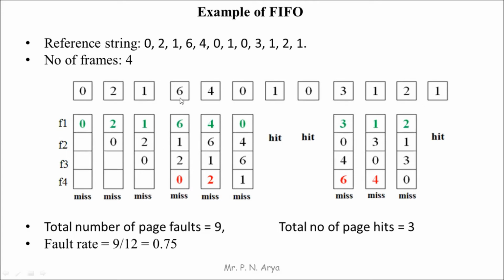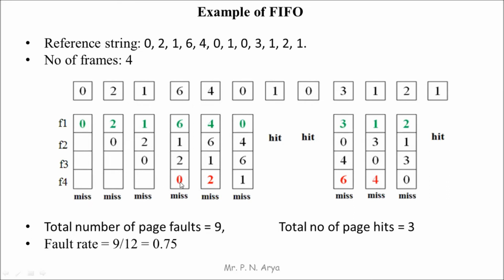Next is the 6. 6 is not present in the memory, so 6 also swaps into the memory. So 6 will come. And next is the 4. So 4 is not present. Here the frame size is only 4. So 4 will swap into the main memory, but one page will be removed from the frame, from the main memory.